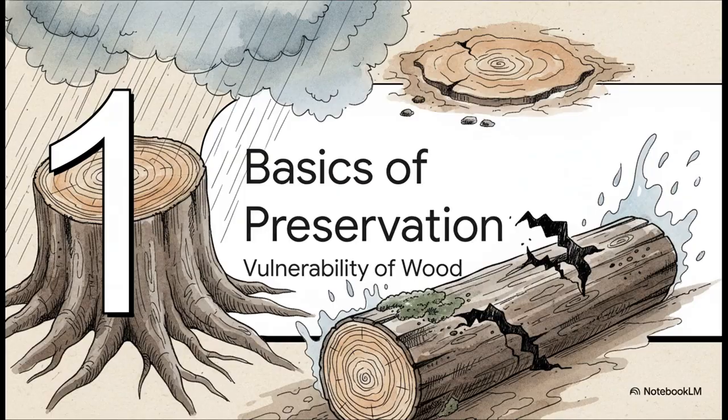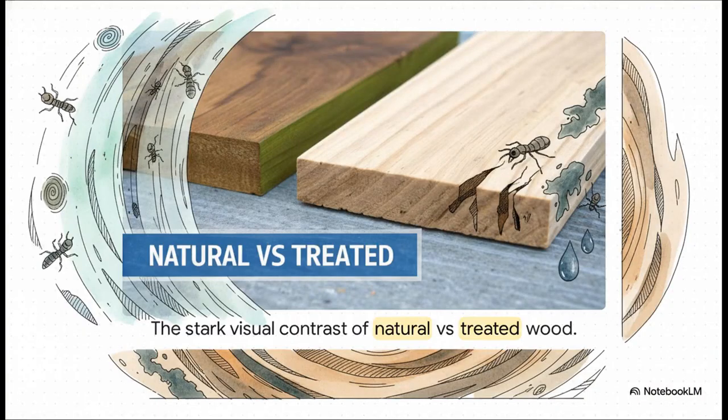Understanding the vulnerability of wood. Just look at the visual contrast here. It is totally stark. On one side, natural timber is super vulnerable to water seeping in, mold, and destructive insects. But once it's treated and fortified, the wood's chemical makeup is fundamentally altered. It takes on this distinctive tint, which proves there's an active internal shield at work. It's way more than just a surface coat. It structurally transforms the material.